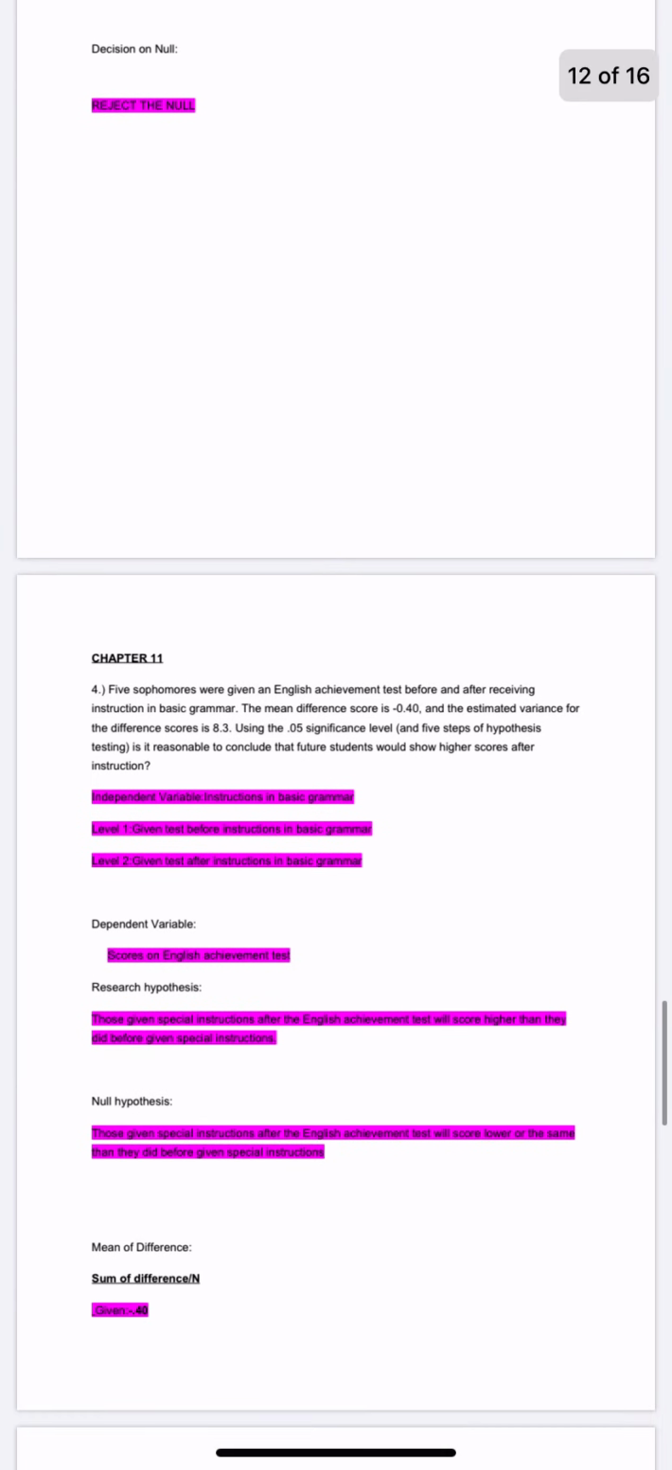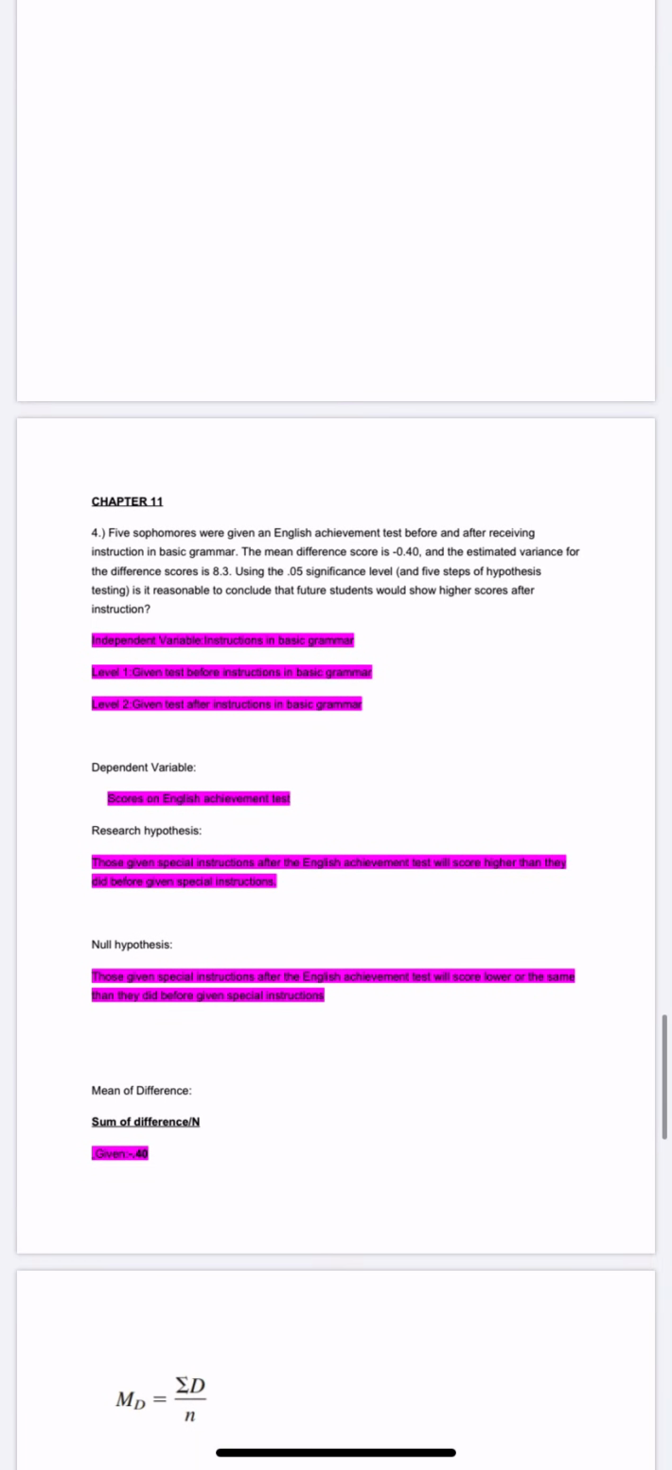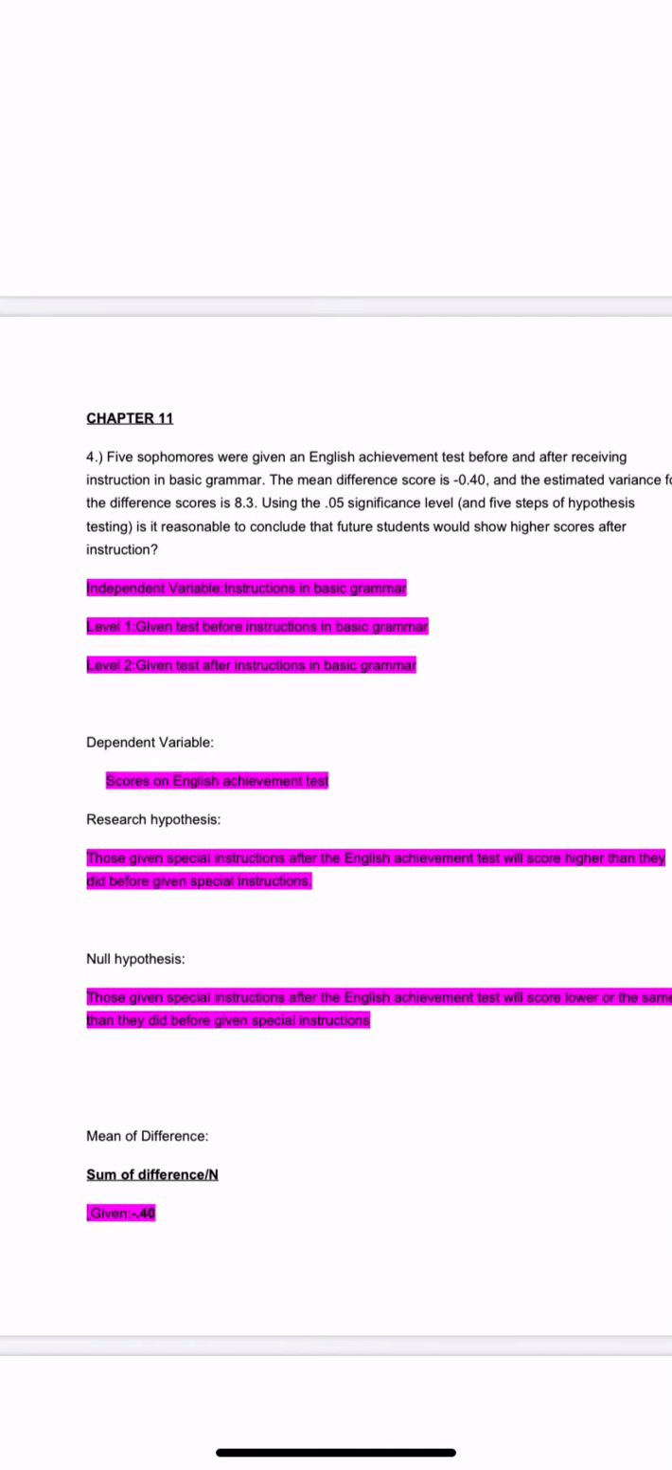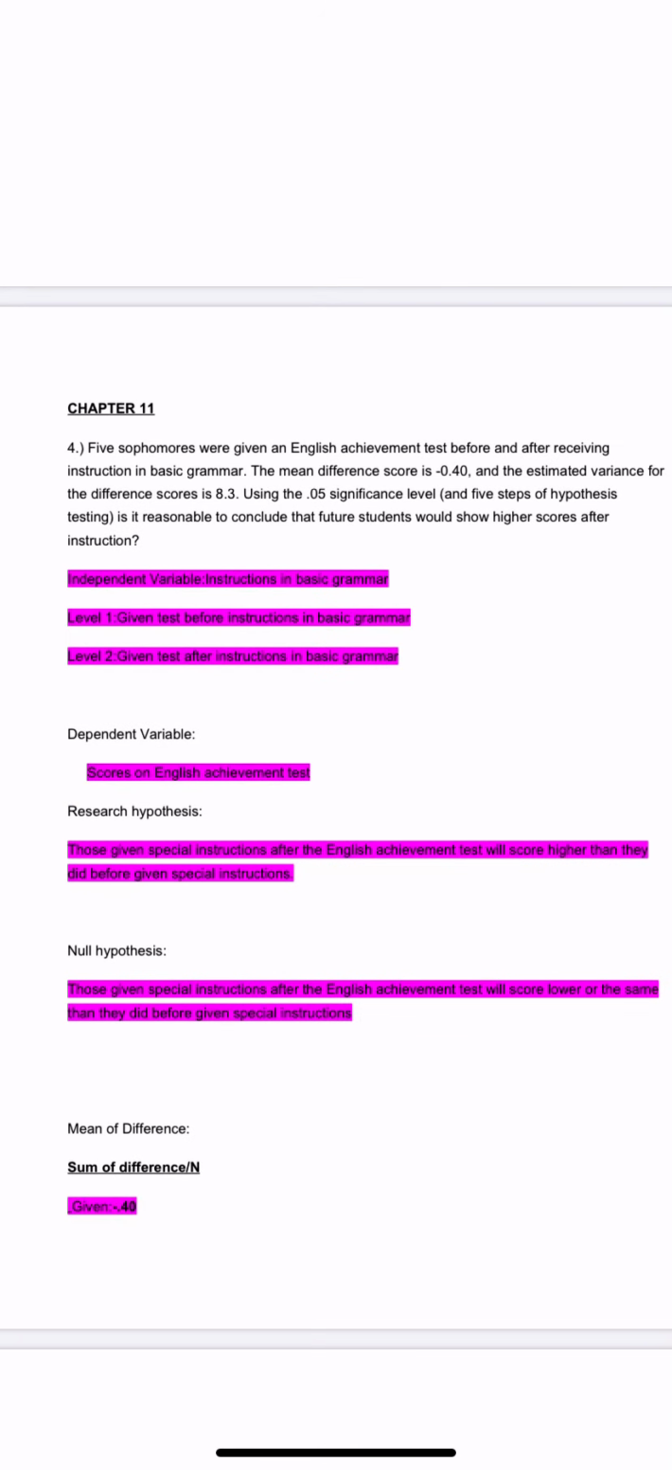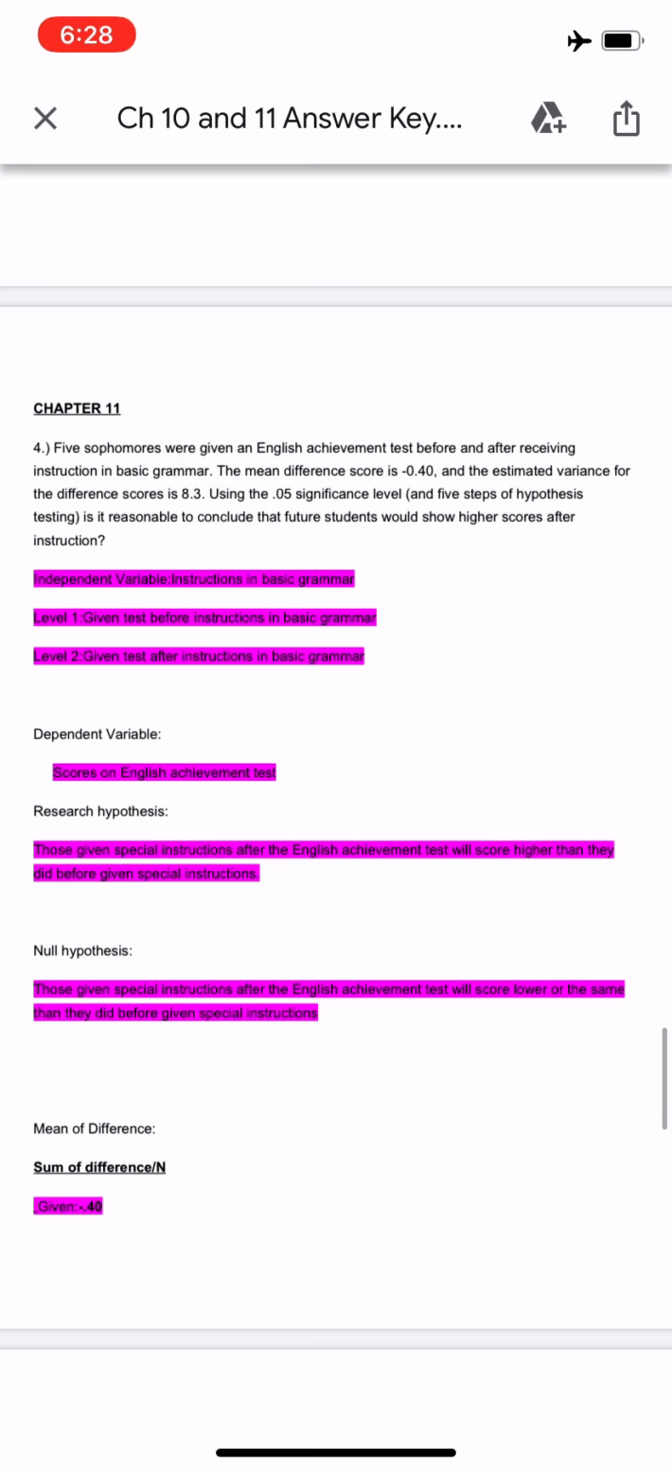Okay, chapter 11, second question. 5 sophomores were given an English achievement test before and after receiving instruction in basic grammar. The mean difference score is negative 0.4, and the estimated variance for the difference score is 8.3. Using the 0.05 significance level, is it reasonable to conclude that future students will show higher scores after instruction? As you're reading this, higher, we know it's a one-tailed test, and it's 0.05 level.